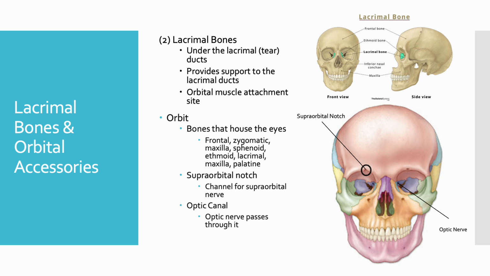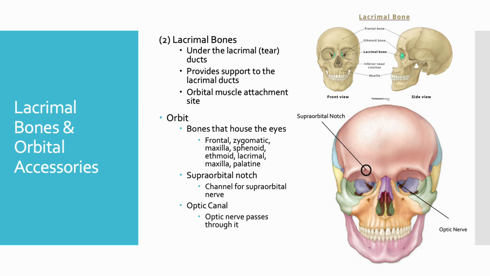The orbit is the socket where your eyeballs sit. So you have two. You have a right and a left orbit. There are bones that create the orbit, and these are the bones that protect the eye. These bones are the frontal bone, so the forehead, the zygomatic, the cheekbone, the maxilla, your upper jaw, the ethmoid, which is inside, the lacrimal, which is the tear duct area, and the palatine bone, which is the roof of your mouth, the very back, the palate.